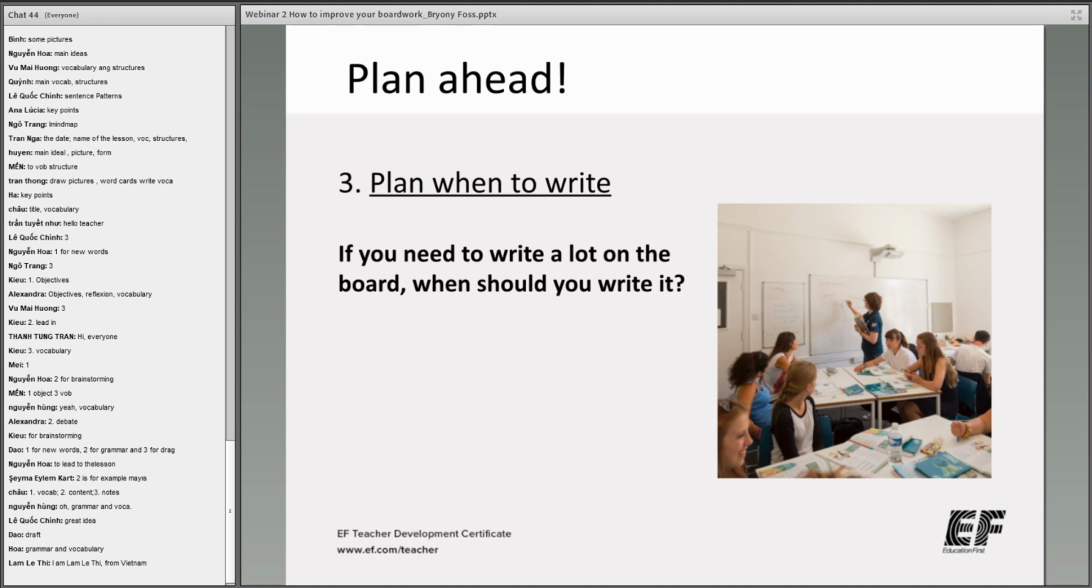Another way to plan ahead is to think about when to write on the board. If you need to write a lot on the board, when should you write it? Can you write your answers in the chat box, please?